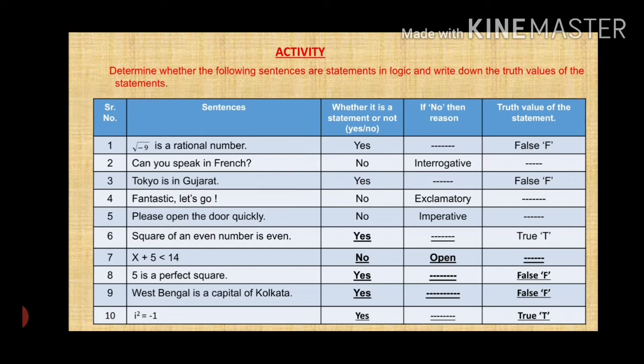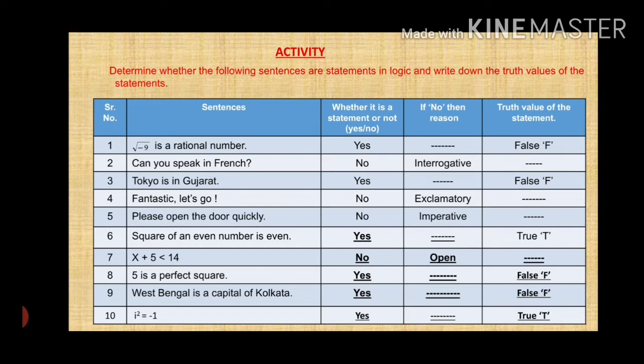The next sentence. Can you speak in French? Now is it a statement? No, because it is a question. It is a question here, isn't it? Can you speak in French? So it is a question. That means it is an interrogative sentence. So it cannot be a statement in logic. So in the next column where we write whether it is a statement, we write no, and the reason is because it is an interrogative sentence, and naturally it will not have the truth value. Only the statement will have the truth value. So in the third column we put dash.